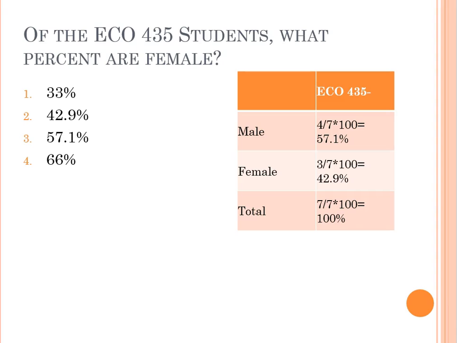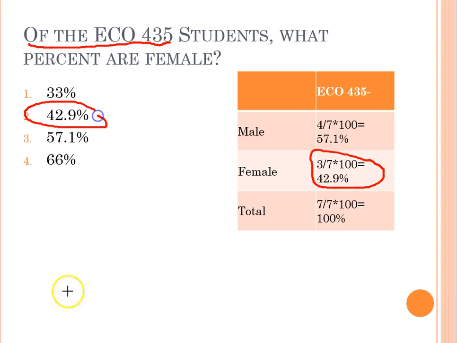So the wording for this type of question is going to look a little bit different, because now what we're focusing on is just the fact that the student is from Econ 435. So we're only focusing on those students and not the undergraduate students. What percent of those students are female? And so we're using the conditional table to create and find this percentage.